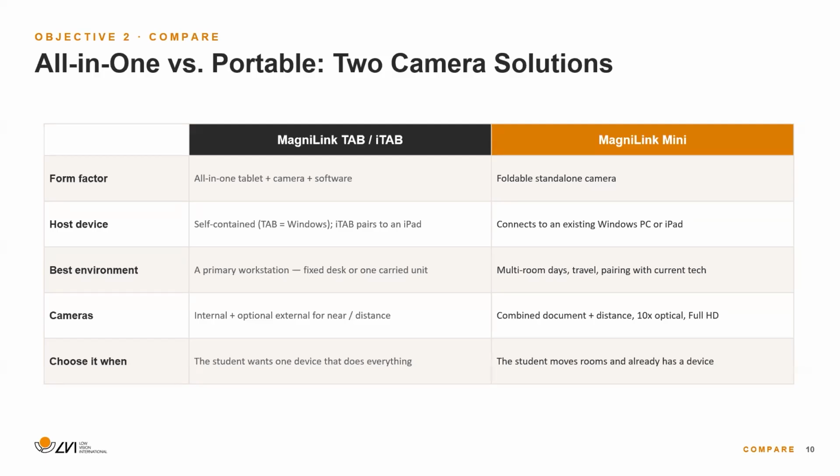Host device. So with the MagnaLink Tab, it is again self-contained. The Tab is that Surface Pro. The iTab is an iPad. So all contained, all in one. And the iTab and Tab, it's either PC or iPad, depending on how you purchase that product. And then the MagnaLink Mini, again, it's going to connect to what you already have.